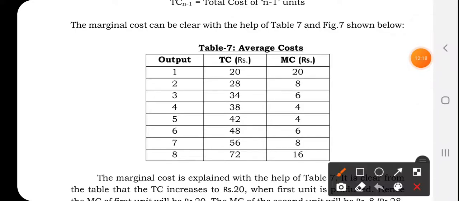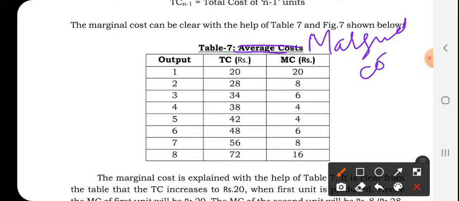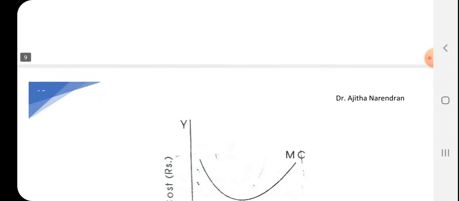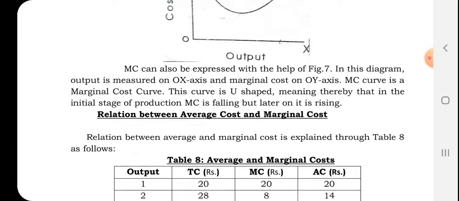This is the formula. You can see how the marginal cost is computed. This is not average cost, this is marginal cost, just correct it. In this marginal cost, you can see that it shows the difference between these two: 20 minus 0, 20; 28 minus 20, 8; 34 minus 28, 6. So you can compute it like this. You can see the marginal cost is also U-shaped. This is your marginal cost.